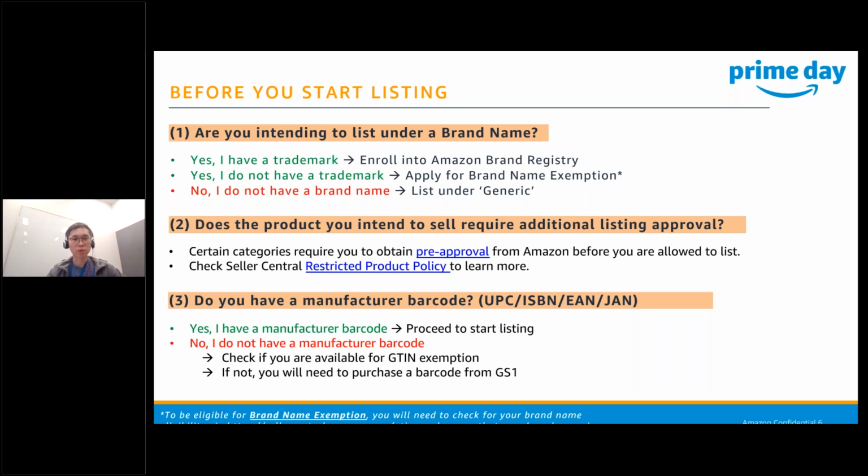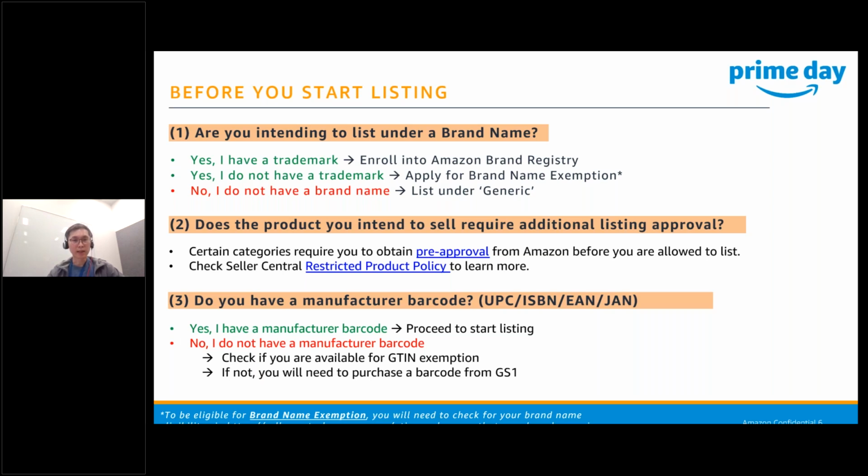Then again, if you are intending to list under a brand name but you do not have a trademark, you need to apply for a brand name exemption. For this, you will need to check in Seller Central if your brand name is eligible to be exempted. And then what you need to do on top is to ensure that your brand name is permanently affixed onto your product or the product packaging.